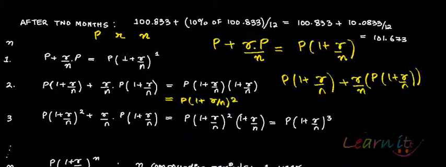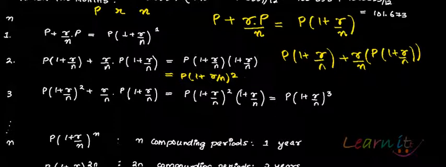In the third period, how much will you have? You will have the amount P into (1 plus R by N) squared in your account. You will be getting interest on this amount.